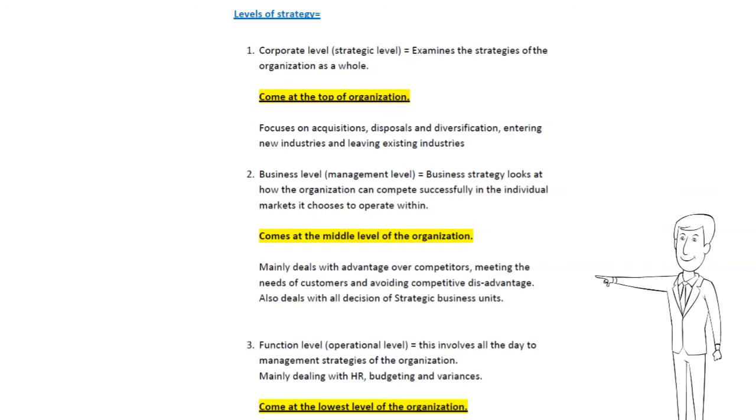Second level is business level. So business strategy is how the organization can compete and looking at individual markets. So it deals with competitive advantage, looking at competitors, and deals with business units, SBUs. So strategic business units and competition is looked at in the business level. Third is the functional level decision making, which is the day-to-day decisions, HR, budgeting, variances. This is the lowest level.